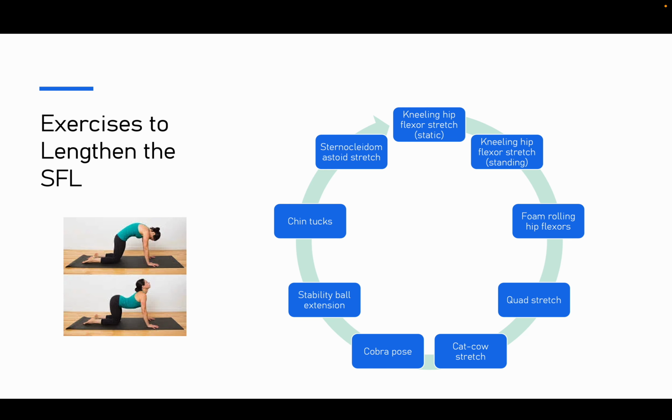So some exercises to strengthen the superficial front line include a kneeling hip flexor stretch in a static position, a kneeling hip flexor stretch in a standing position, foam rolling your hip flexors, doing a quad stretch, a cat-cow stretch, which is also the picture on this slide as you can see, the cobra pose, stability ball extension, chin tucks, and the sternocleidomastoid stretch.